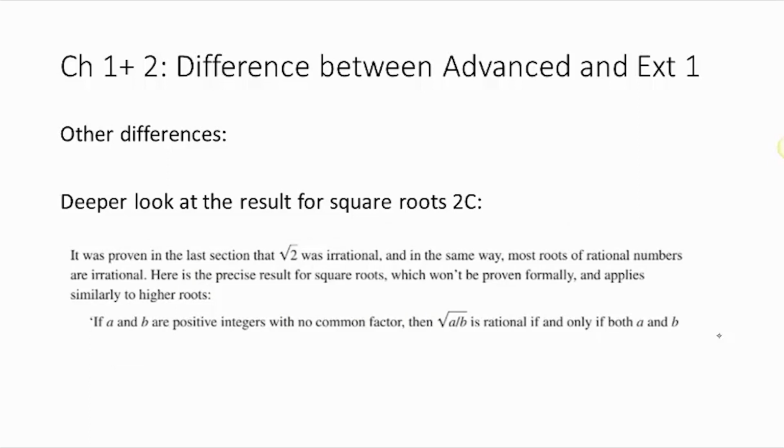They're suggesting that a deeper look at the proof of root 2 being irrational could be extended out to the root of a over b being rational if and only if both a and b are rational and are not square numbers. That little extra bit's missing off the bottom there. It's in the book, and that's in section 2C.